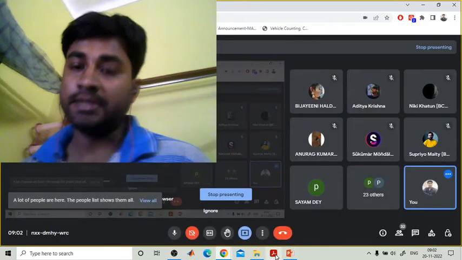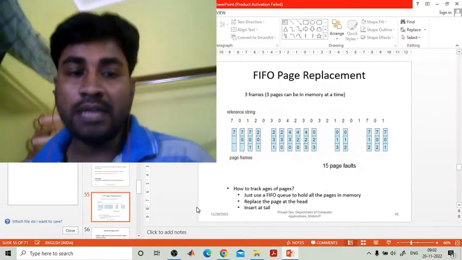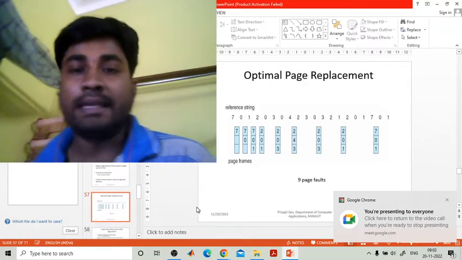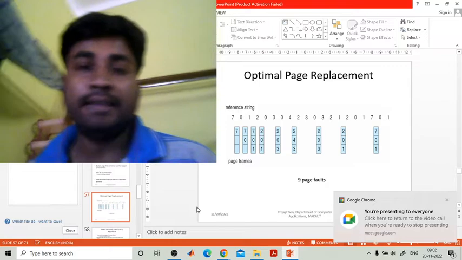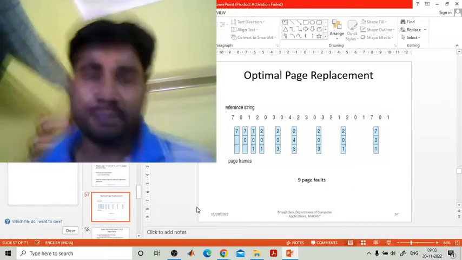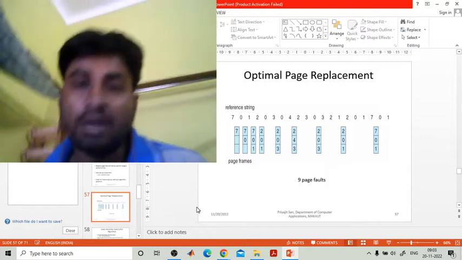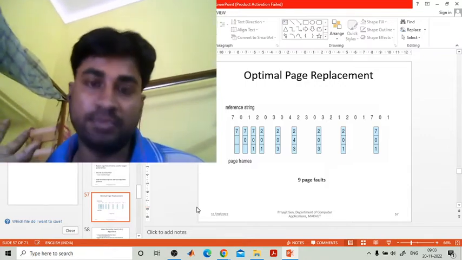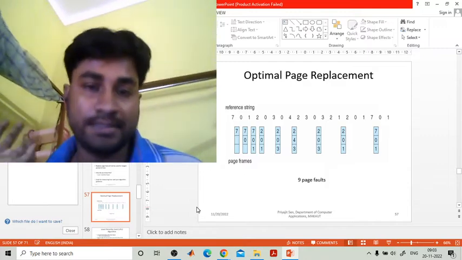Okay, next one I have given, that is the optimal algorithm. And the other one I will tell later. So first, the optimal algorithm. Optimal means what? In FIFO, that is first in first out, or first come first serve.